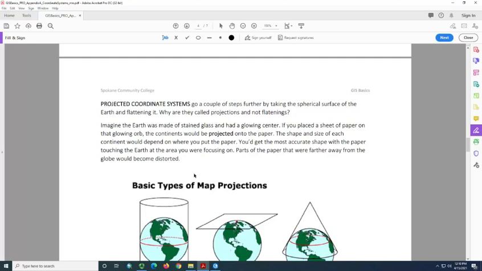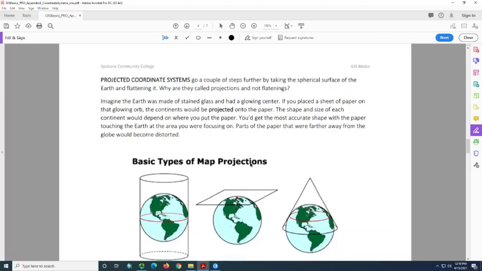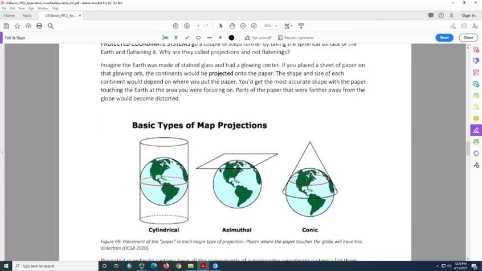They take the surface of the Earth and they flatten it. But we call them a projection because the idea is that it's what you would see on a piece of paper if the Earth was a glowing orb, which is really kind of a pretty thing to think about. Imagine it, it kind of makes you want to get into art, like glass art, and create a glowing globe of the Earth. But if the Earth had a glowing center and you put a piece of paper around that glowing center, what would things look like if they were projected onto that?